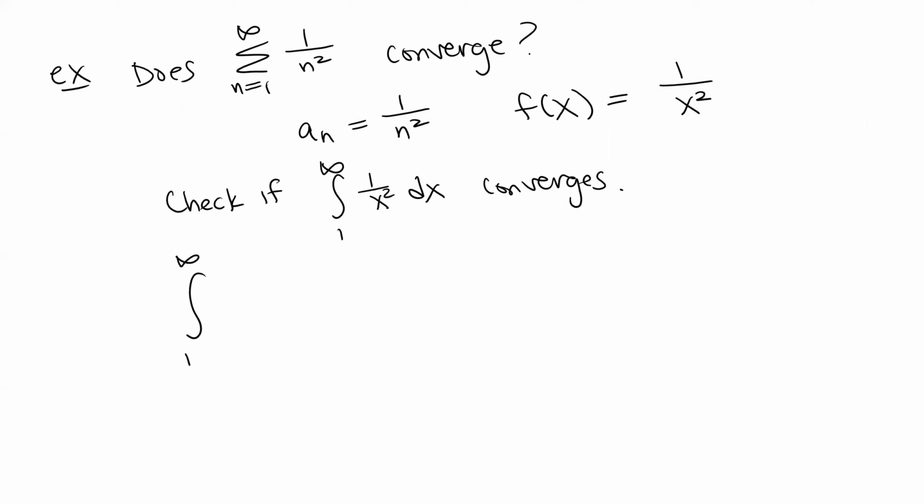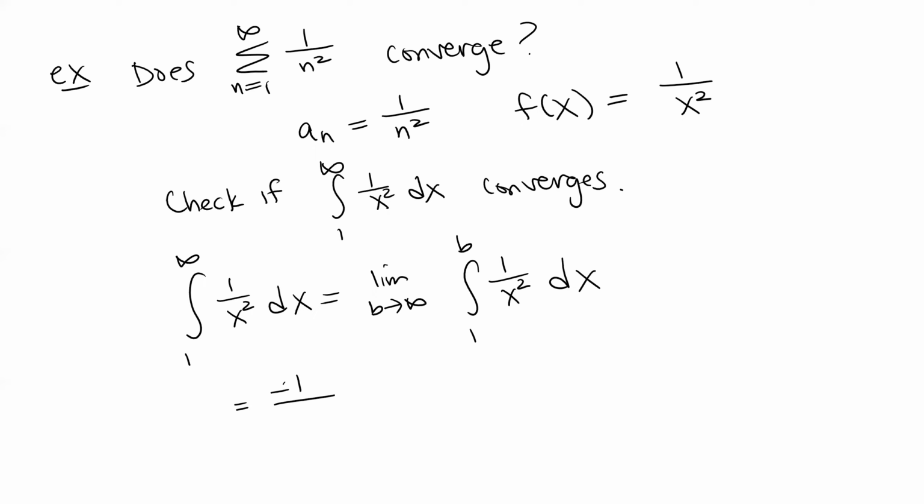All right, so first thing we do is we rewrite our improper integral using a limit. So we have the limit as b goes to infinity, we integrate from 1 up to b, 1 over x squared dx. All right, so then we've got the limit as b goes to infinity, and then we've got negative 1/3, and we've got x cubed in the denominator. We're integrating from 1 up to b, where b is going to infinity. So this is equal to the limit as b goes to infinity of negative 1 over 3b.